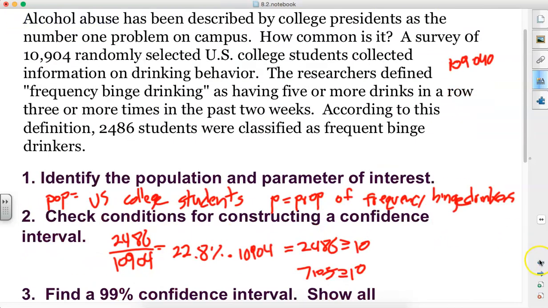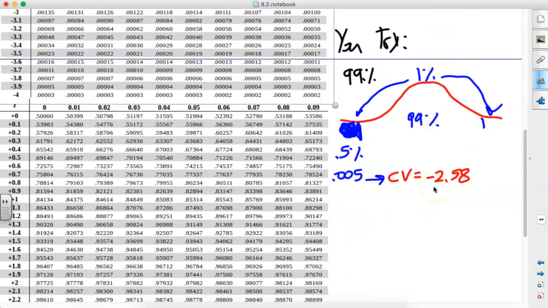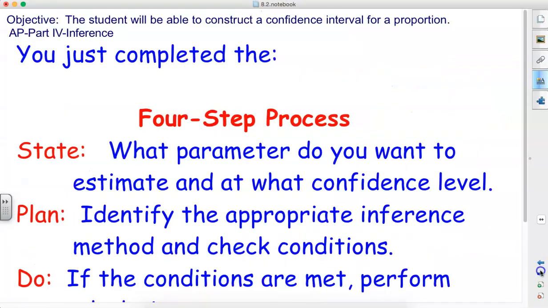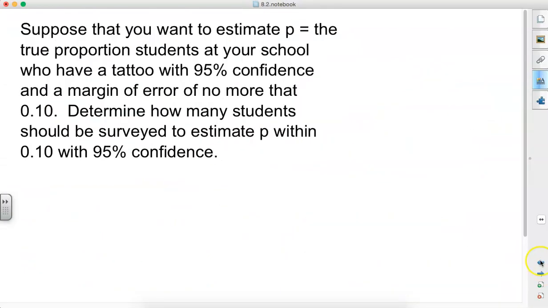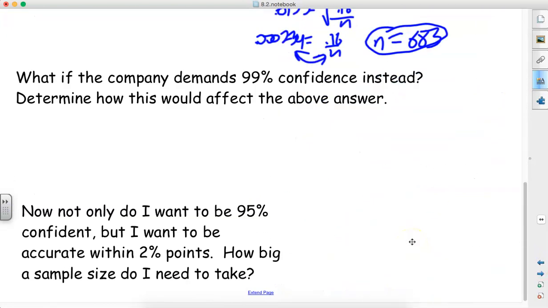It was 2.58, right? So we've got to use 2.58 for our CV this time, our Z star. So we would have 0.03, still the same margin of error, but we're going to have 2.58 this time for our Z star. Then we have square root of 0.5 times 0.5 divided by n.